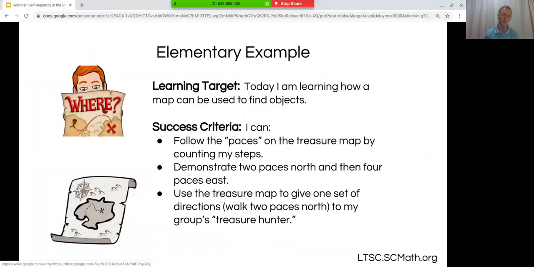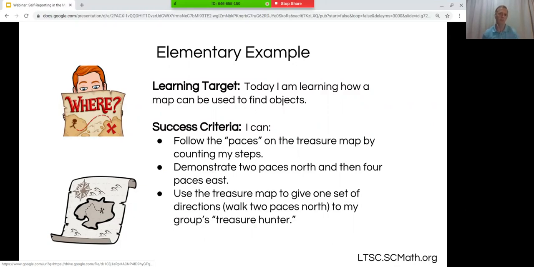So I'm going to show you 3 examples that are not math related. I don't want to get into the content yet. So here's an example of a learning target. Today I'm learning how a map can be used to find objects. So what am I learning and why am I learning it? All right. And then how will I know I've learned this? I can, as a student, I can follow the paces on the treasure map, all right, and keep an eye on these verbs. I can describe 2 paces north and then 4 east, and I can use a treasure map to give one set of directions to my group's treasure hunter.